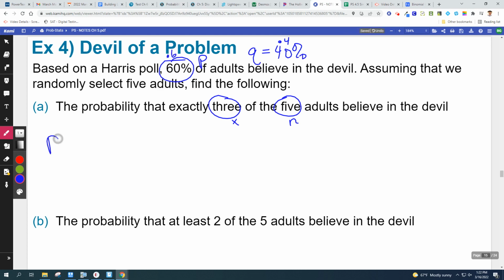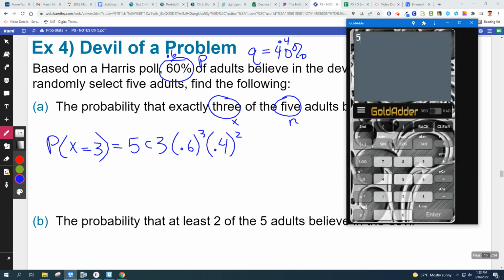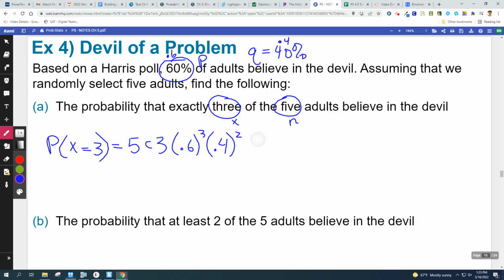So exactly 3. We want exactly 3. So according to the formula, we'd have 5 choose 3 times 0.6 to the third times 0.4 to the second. Remember, those two exponents have to add up to 5, and that's what we've got. So we can do that on most calculators. This is the formula, 5 choose 3 times 0.6 to the third times 0.4 squared, 0.3456.